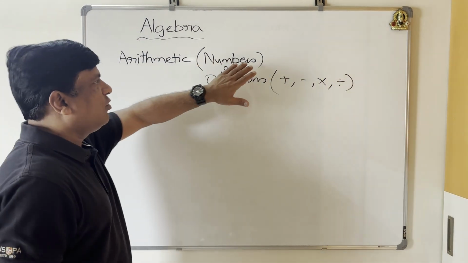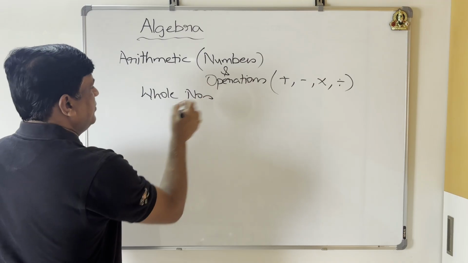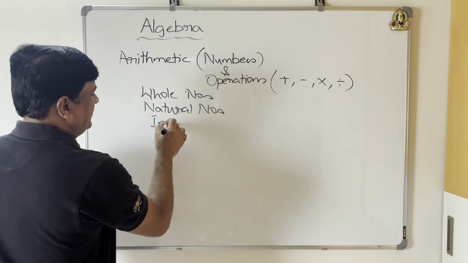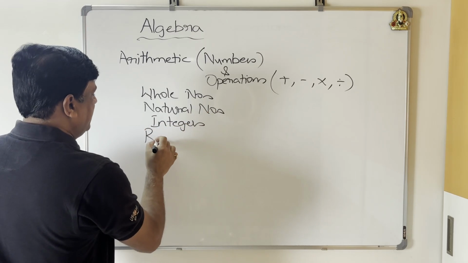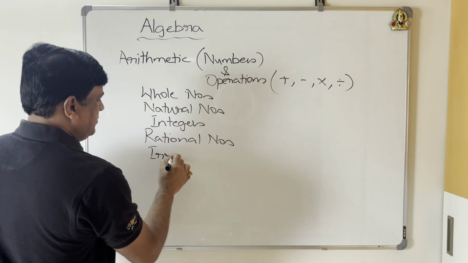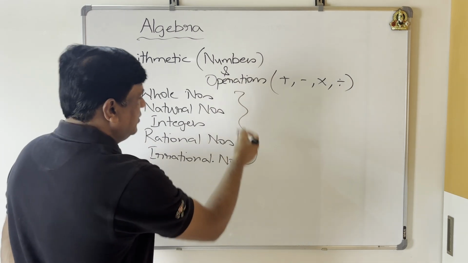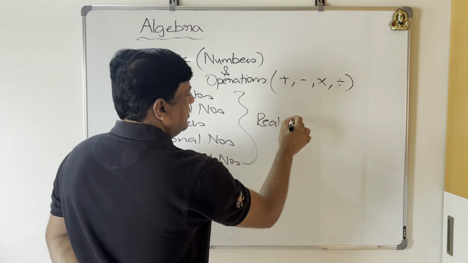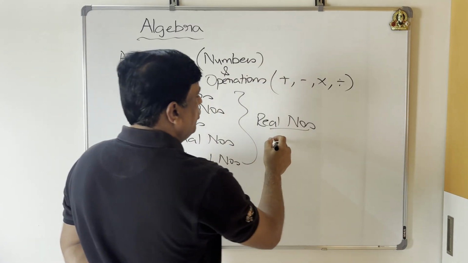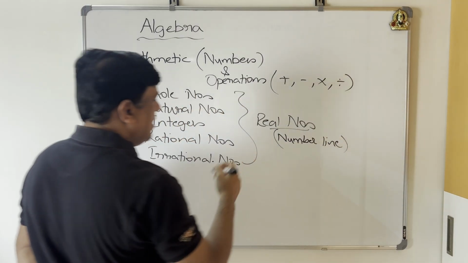You have dealt with a lot of numbers like whole numbers, natural numbers, integers, rational numbers, irrational numbers. So these were all numbers, right? These are all from the family of real numbers. What are real numbers? These numbers can be shown on a number line. We can show all these numbers on a number line, right?